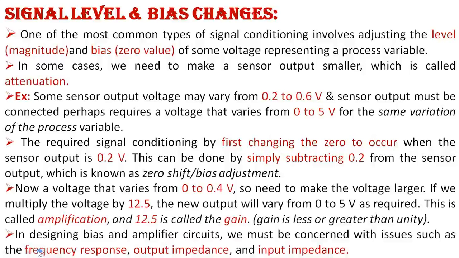The required signal conditioning is done by first changing the zero to occur when the sensor output is 0.2 volt. This can be done by simply subtracting 0.2 from the sensor output, which is known as zero shift or bias adjustment. Now the voltage varies from 0 to 0.4 volt, so we need to make the voltage larger. If we multiply the voltage by 12.5, the new output will vary from 0 to 5 volt as required. This is called amplification, and 12.5 is called the gain.